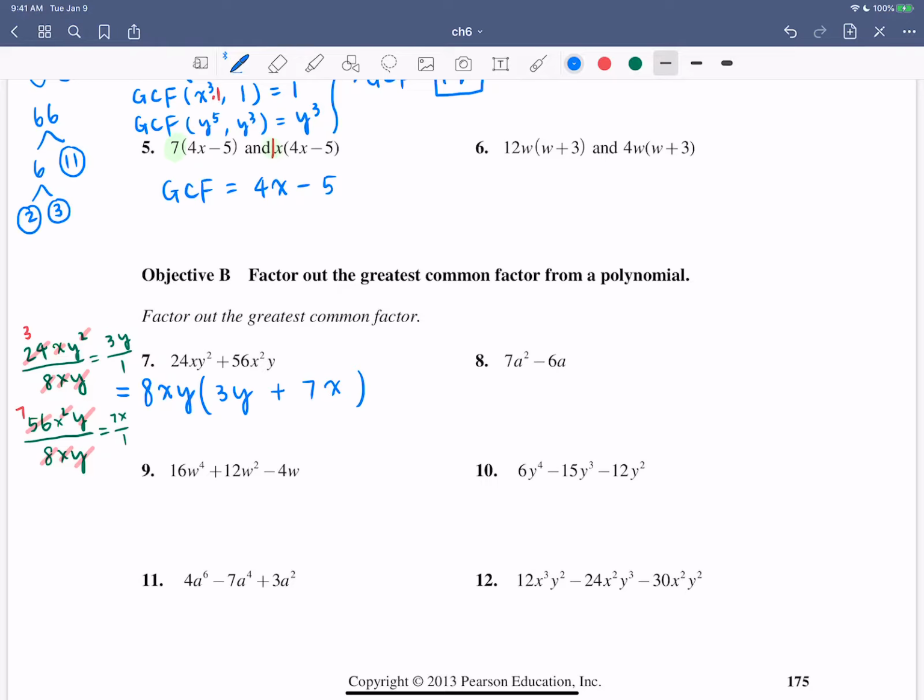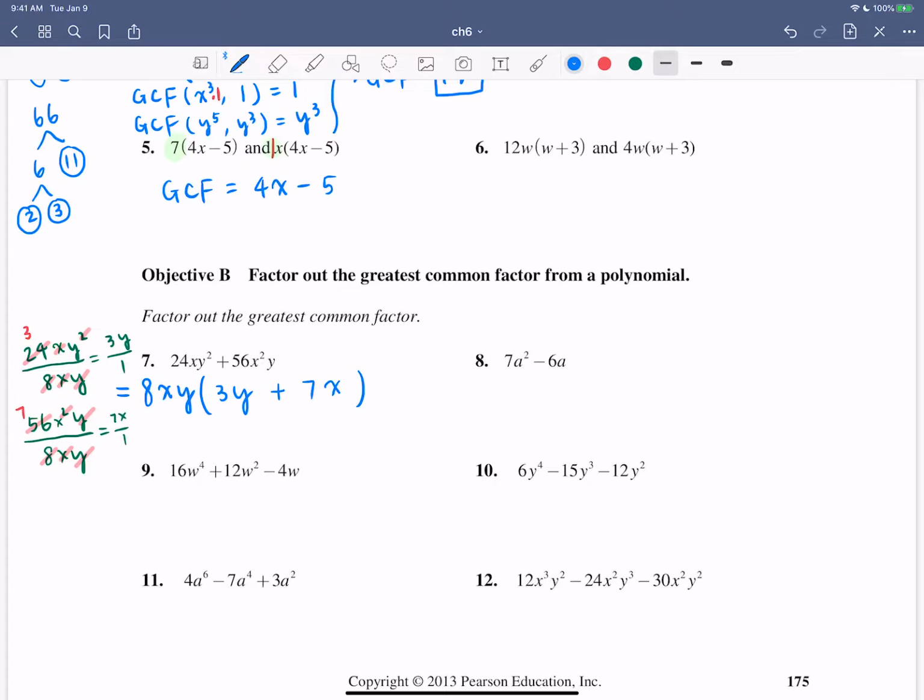It's basically a division process. Dividing a polynomial by a monomial. And you can always check whether or not it's correct by distributing 8xy into the parentheses, multiply out, and it should give you the original binomial.